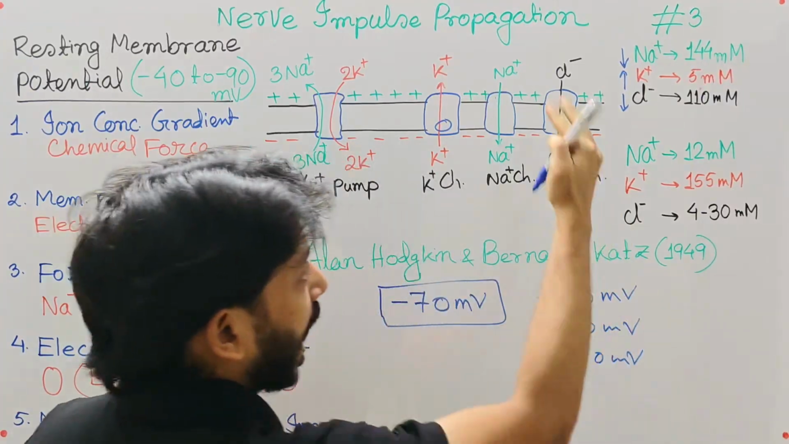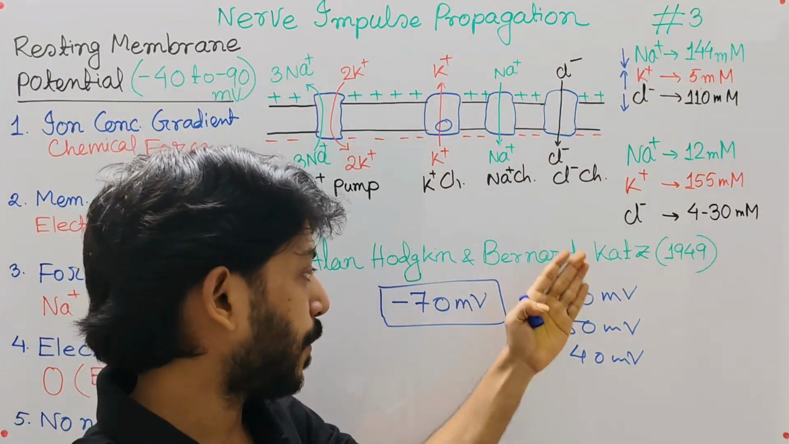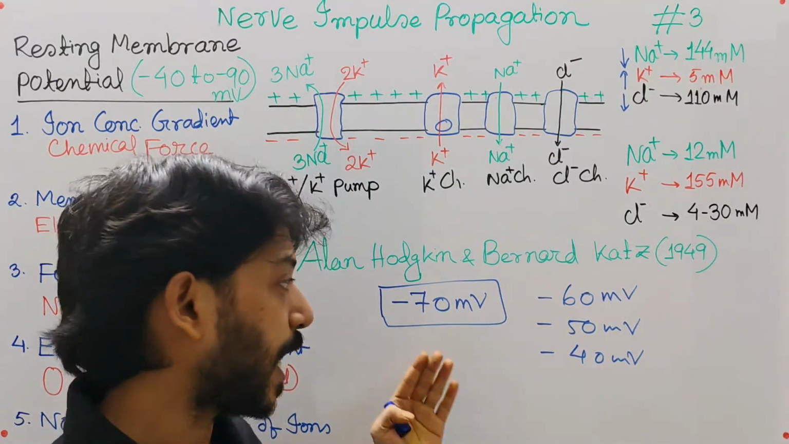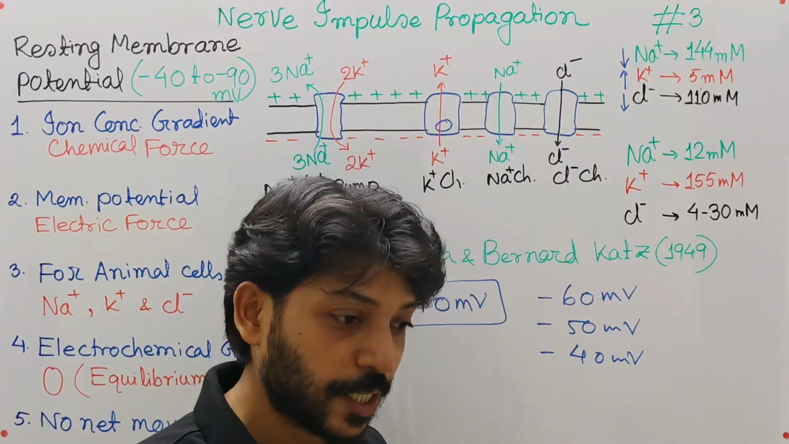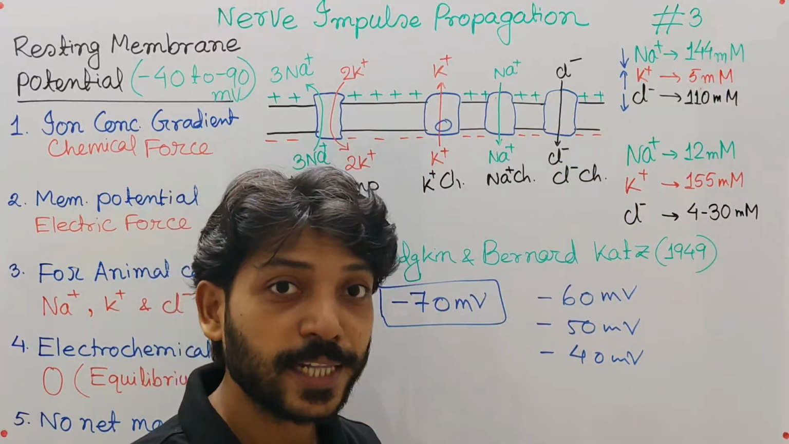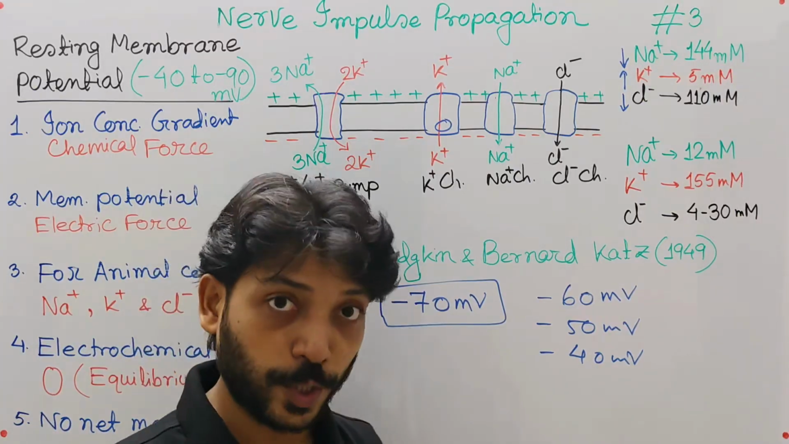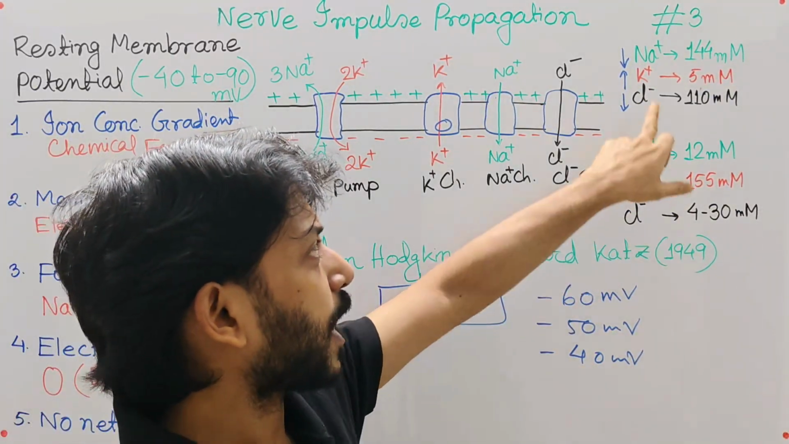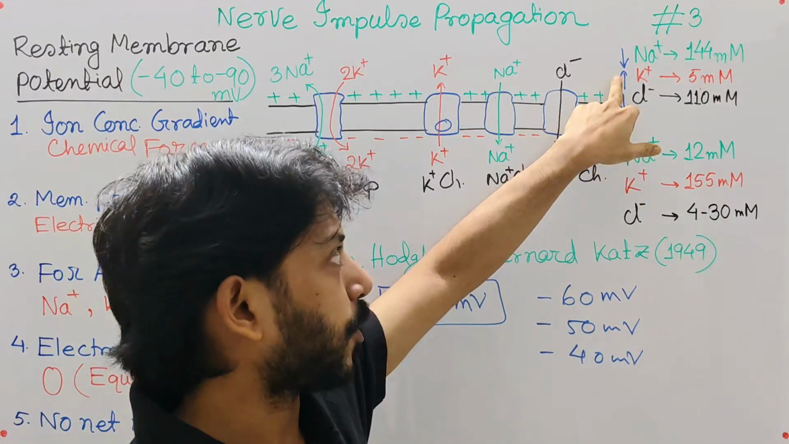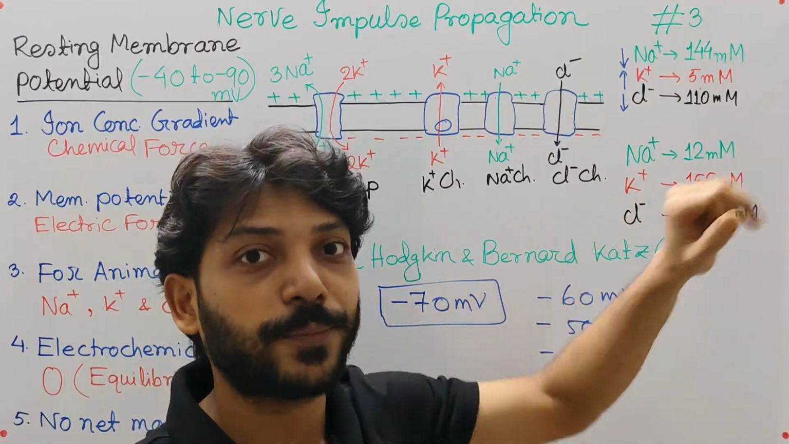And in this way, as we increase the potassium concentration outside, the membrane potential will fall. And they found exactly the same thing. That means the concentration of outside potassium is linearly related with the voltage of the resting membrane potential. Now they did another thing: they increased the potassium concentration outside just like the inside concentration, 155 millimolar.